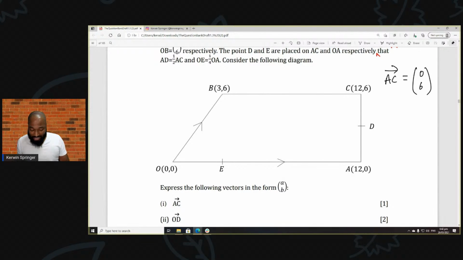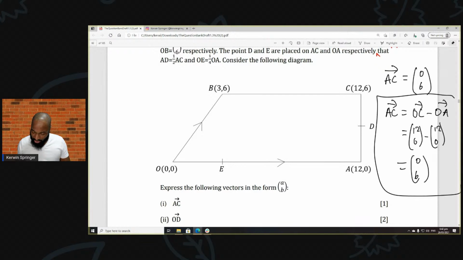I mean, you could be extra and work it out. Say A to C is the same as A to O, then O to C. And the usual triangle law, A to C is the same as O to C minus O to A. So it's the same as 12, 6 minus 12, 0. And you're going to get 0, 6 back again.